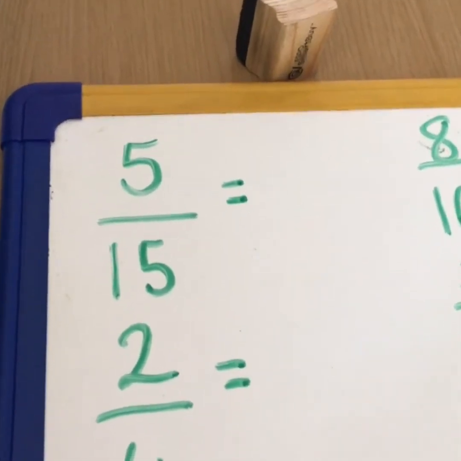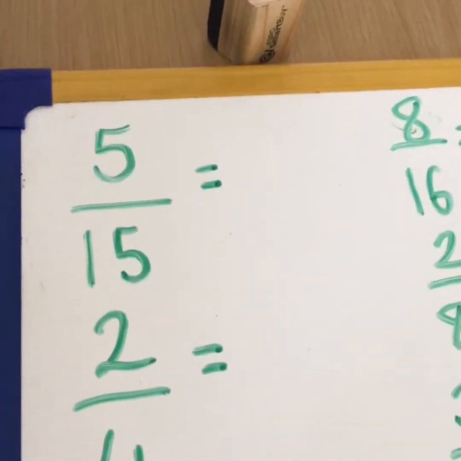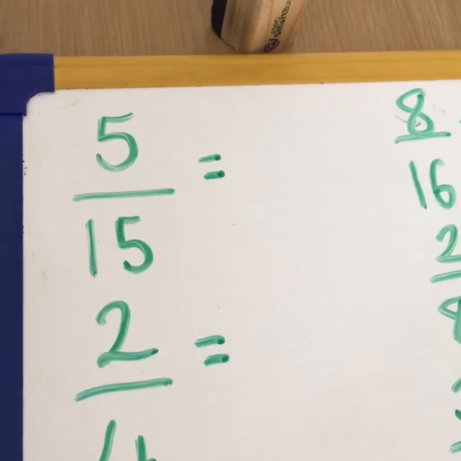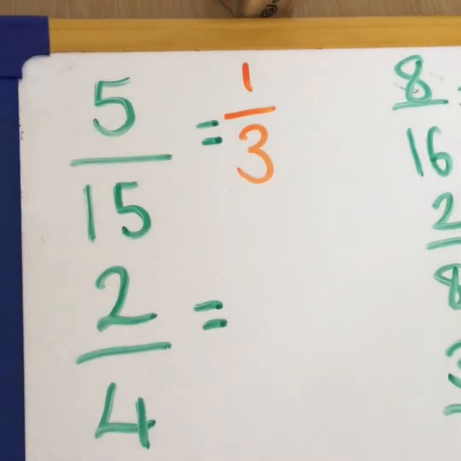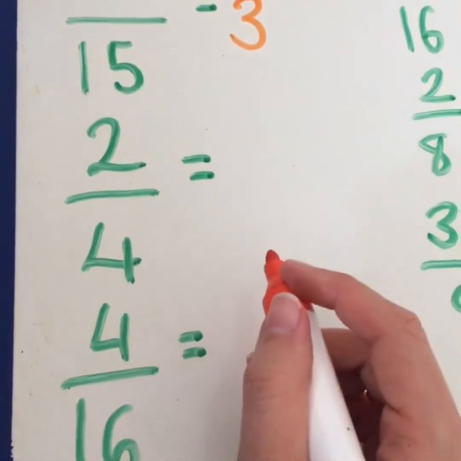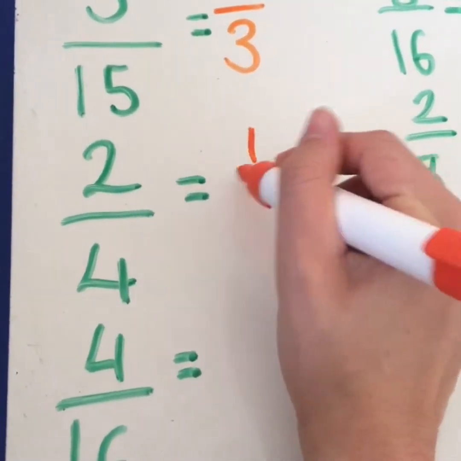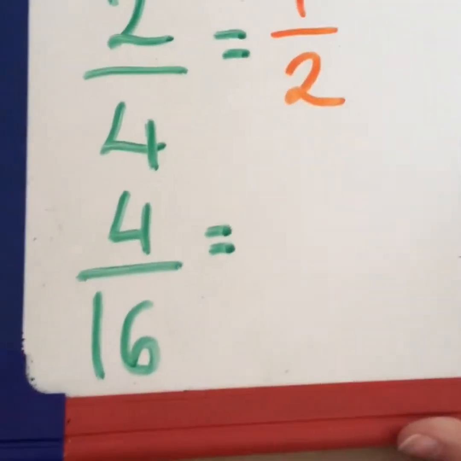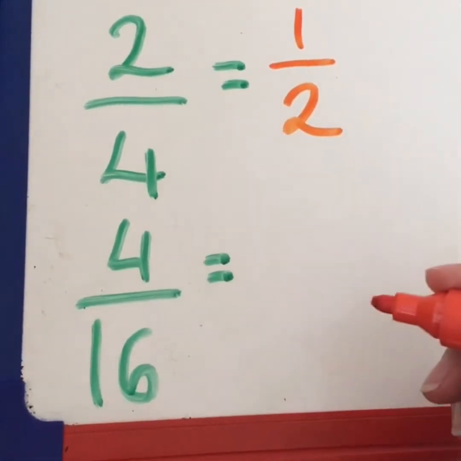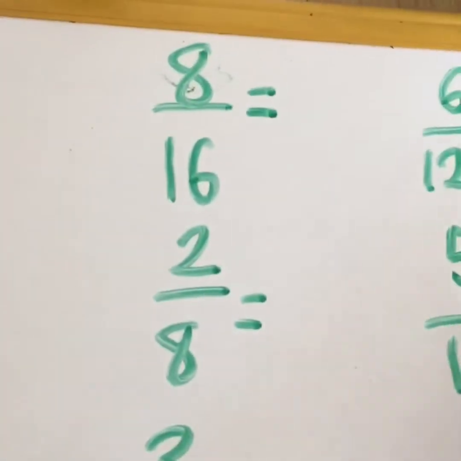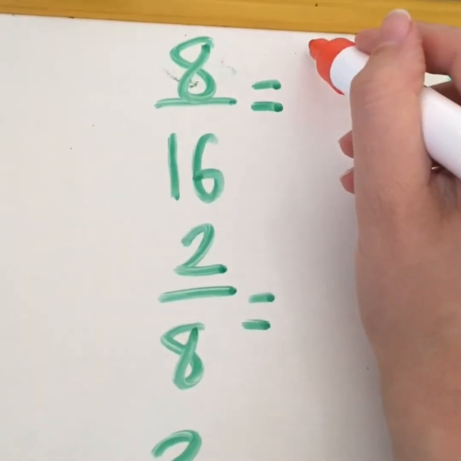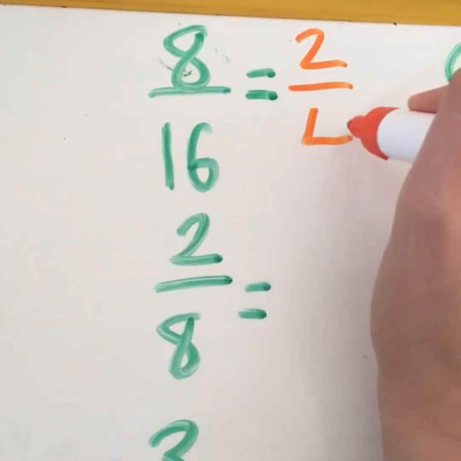Right, let's go through some answers then. So 5/15. A common factor of these would be 5. If I divide them both by 5, it would be equivalent to 1/3. 2/4, I can divide them both by 2, so this is equivalent to 1/2. 4/16, I can divide them both by 4, so this would be equivalent to 1/4. 8/16, I could divide them both by 4, so it would be 2/4.